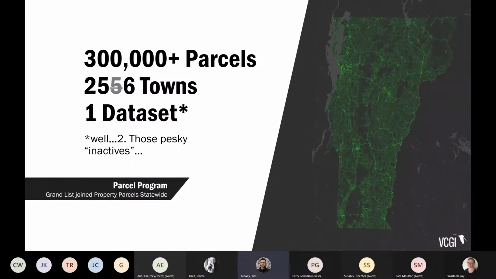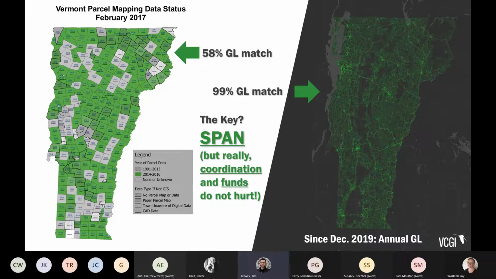Switching gears a bit, perhaps the most common data set that we offer statewide is data through what is called our Parcel program. This is statewide annual grand list joint property parcel data. So what it does is take the municipal official grand lists that every town submits to the tax department every year, and it joins that grand list with the latest available digital parcel data that we also get from towns on a rolling basis. And then it rolls it up into one uniform data set statewide. And we publish this in a variety of ways.